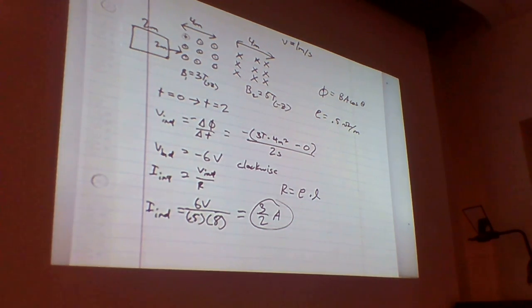L is length. Length of the loop. Length of the entire loop. So that just means the perimeter in this case, which is the perimeter of the square. Yeah, exactly, the length of the entire wire. In this case, the loop is 8 meters long. Sorry if I didn't explain that. So that's how he did that in that one problem in class.